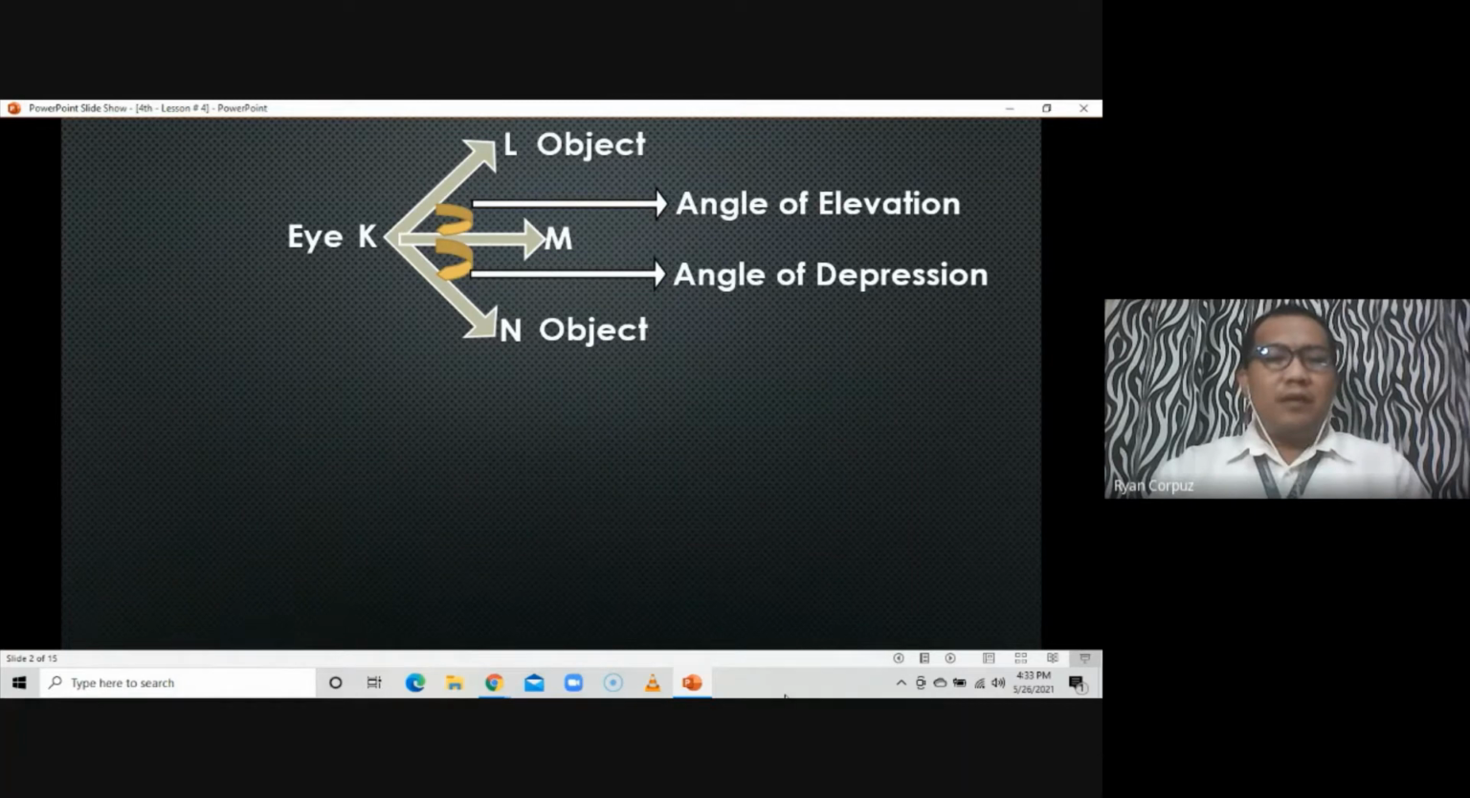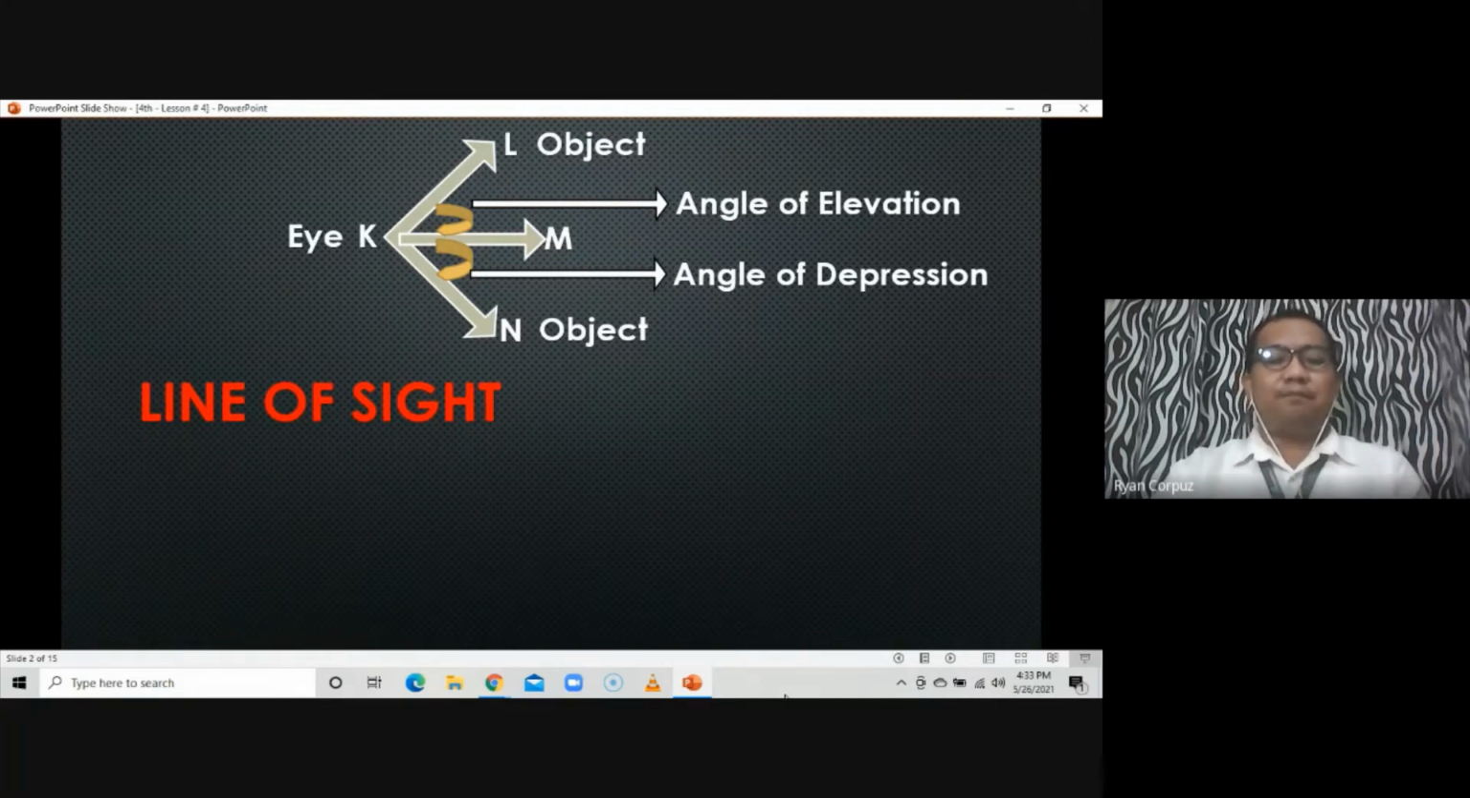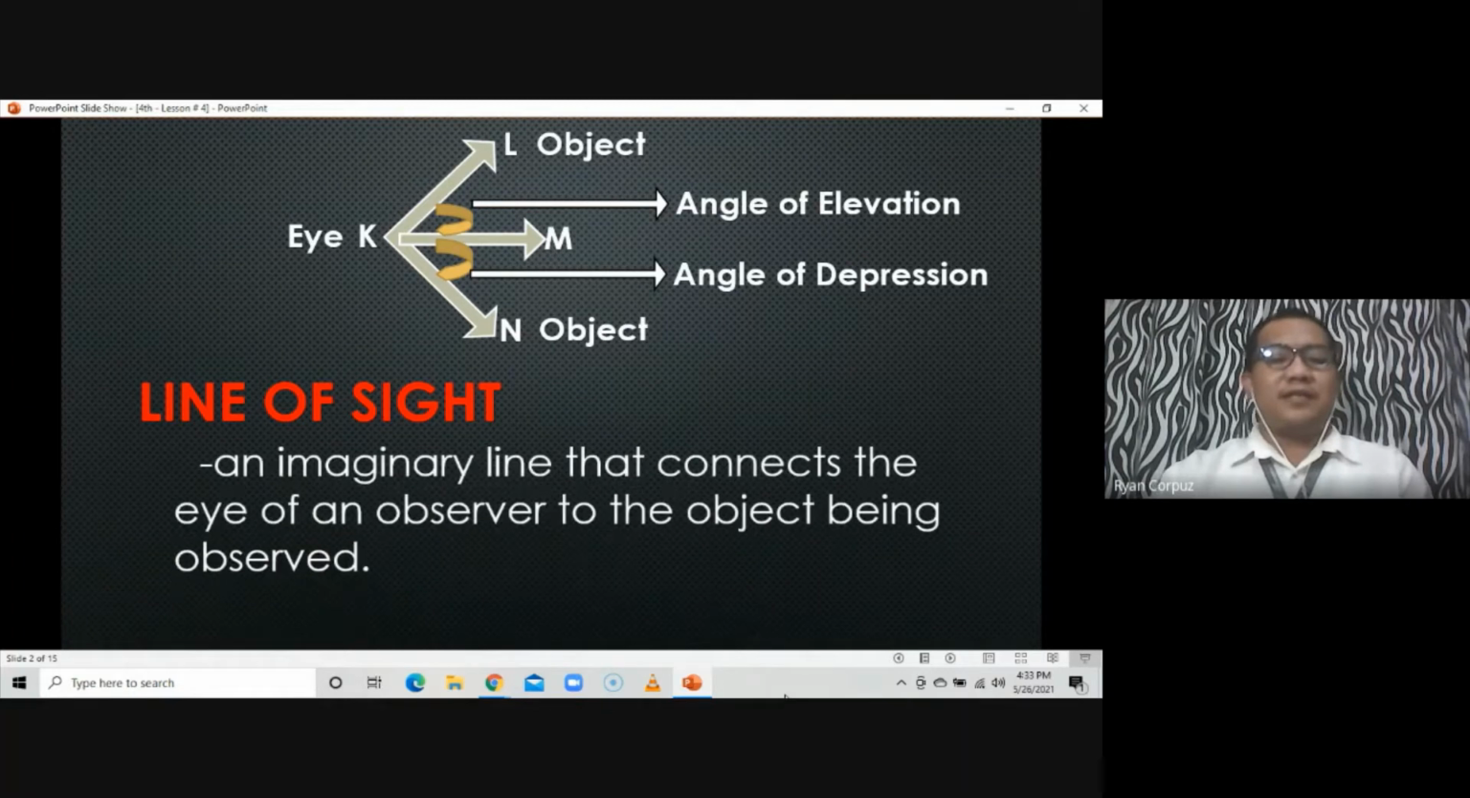So, this time, alamin muna natin what are the things or words that we can encounter in this lesson. So, unahin natin yung tinatawag na line of sight. Ano ba yung line of sight? Line of sight states that it is an imaginary line that connects the eye of an observer to the object being observed. So that's the line of sight.